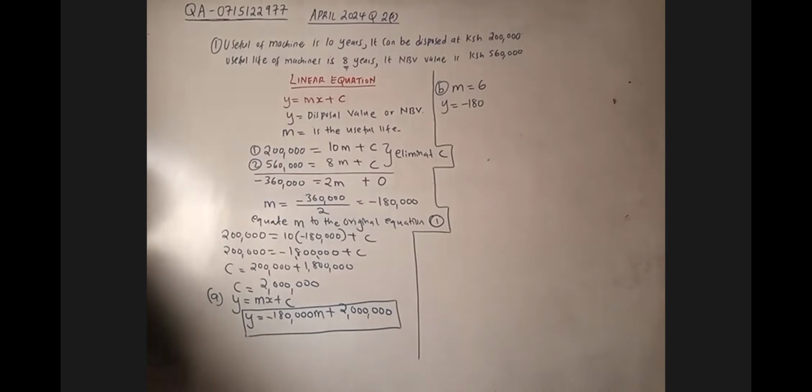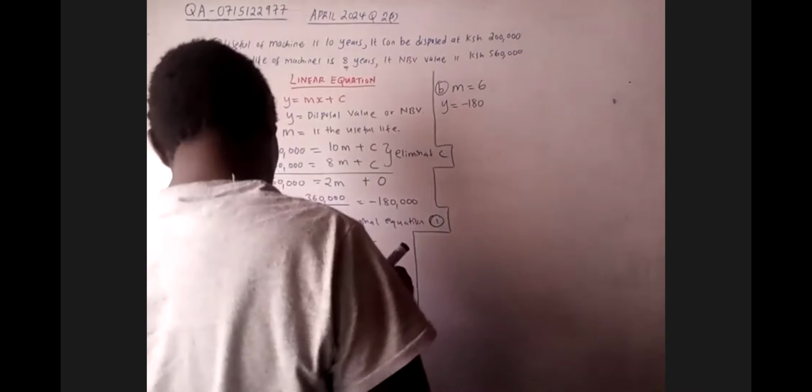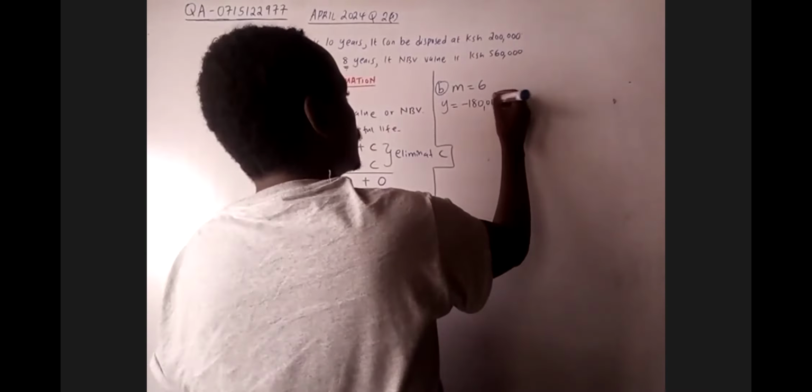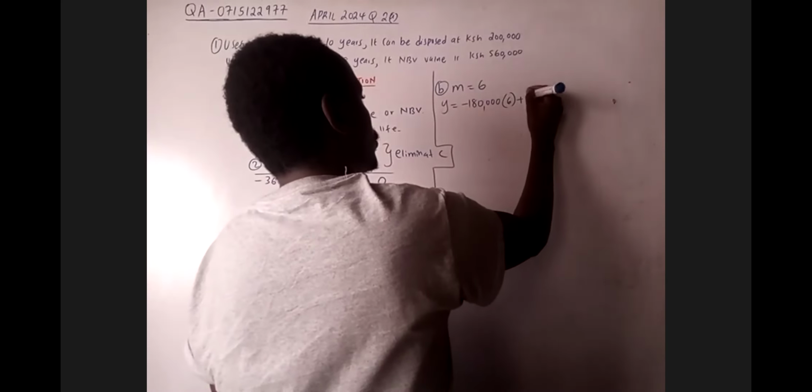So m is the useful life. Useful life means the number of years of the machine. Number 2, determine the value of the machine after 6 years. So when m is 6 years, we have 180,000. Now our m, the number of years, they said 6 years. So 6 plus 2 million.